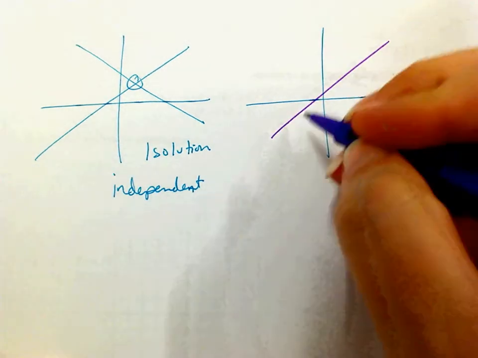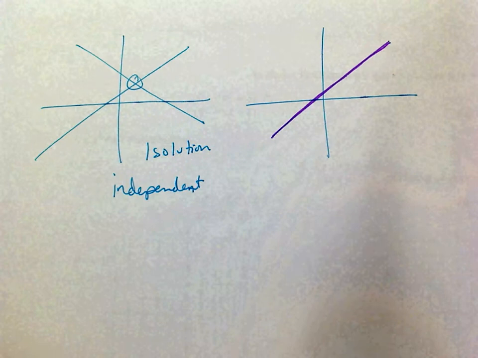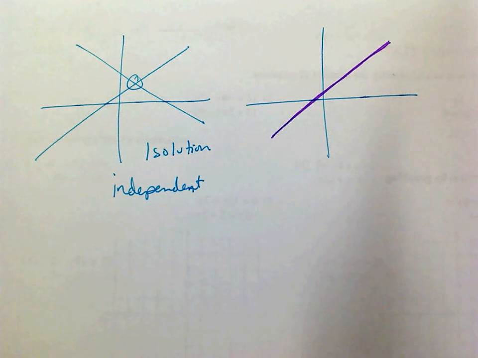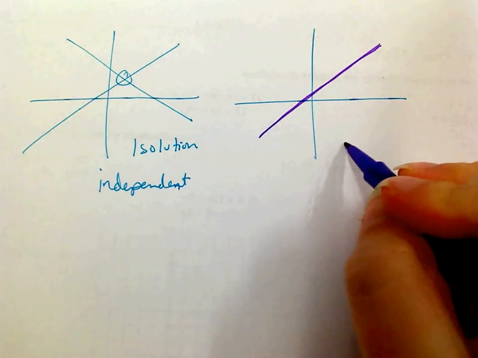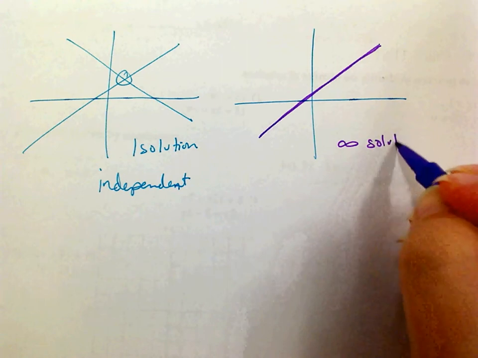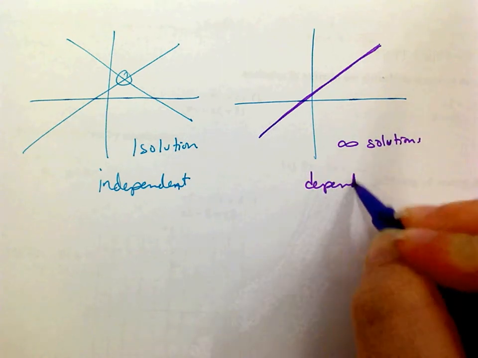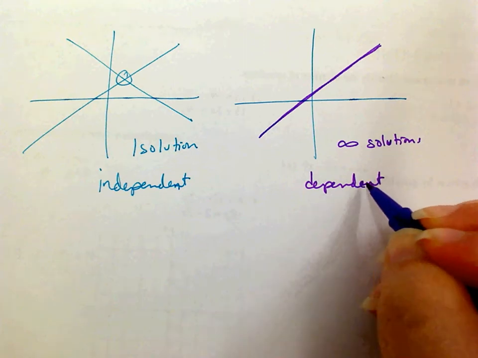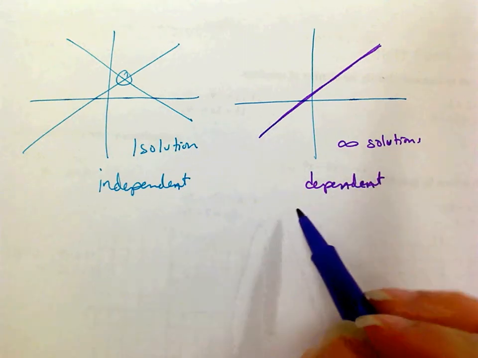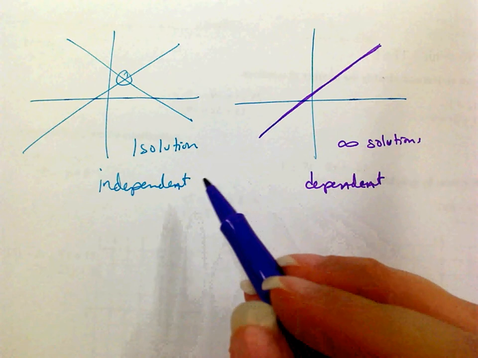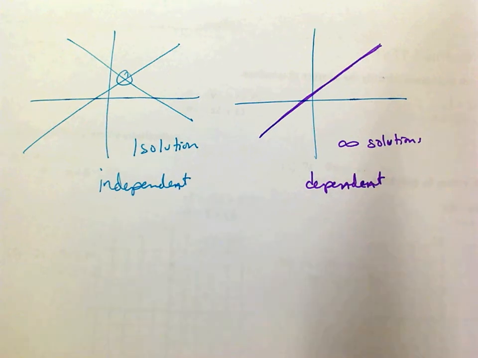Okay, so they're the same line. So what is that? They have infinite solutions because they're always equal to each other. And then you said they're what? Dependent. Okay, so as far as independent and dependent, one of them has infinite solutions, one of them has one solution. They both have solutions. The one that doesn't have solutions is the what?